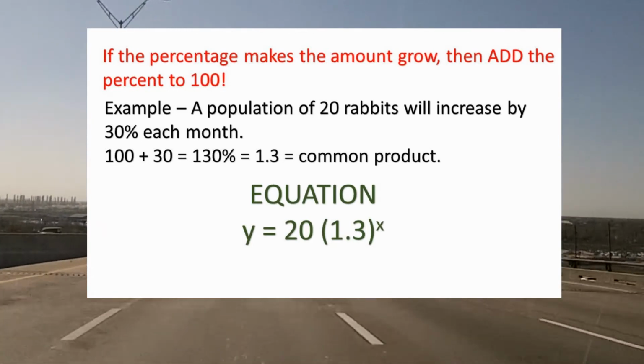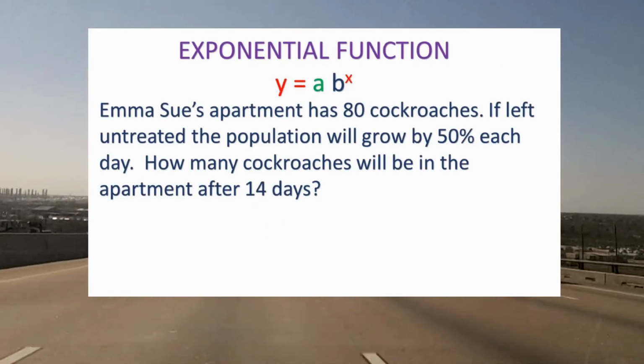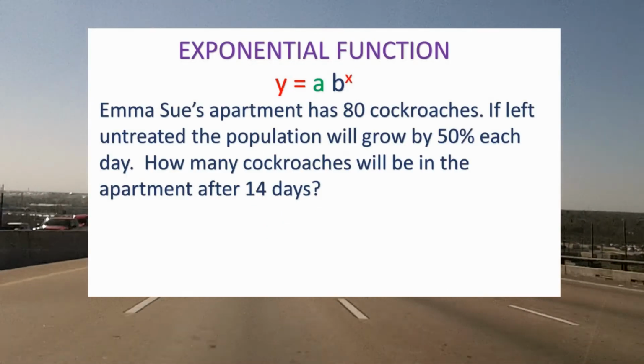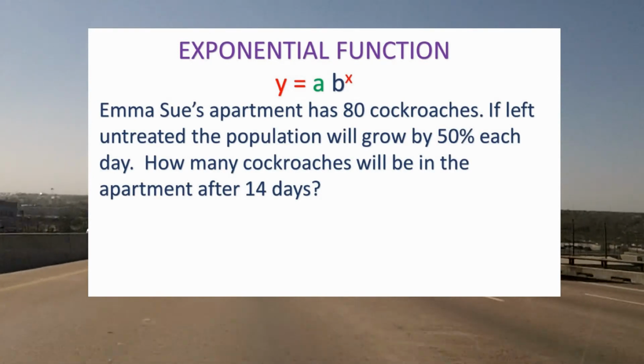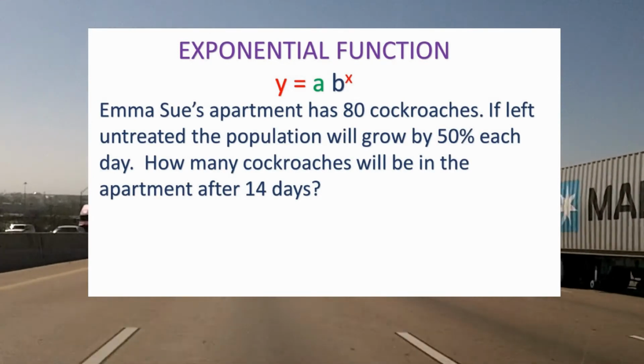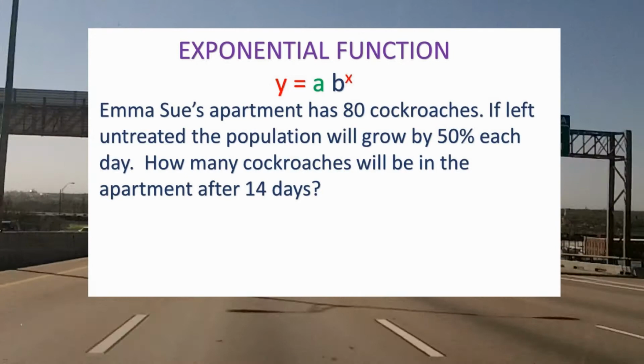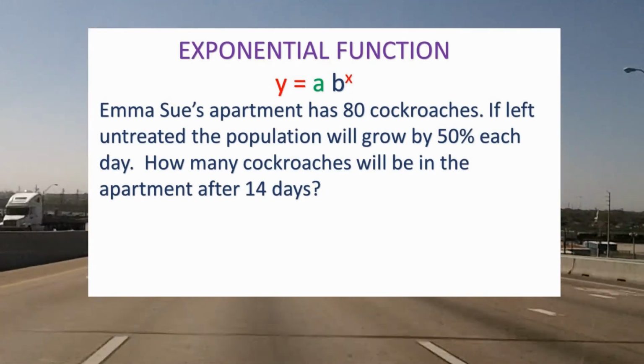Now let's do problem 3. Emma Sue's apartment has 80 cockroaches. If left untreated, the population will grow by 50% each day. How many cockroaches will be in the apartment after 14 days?